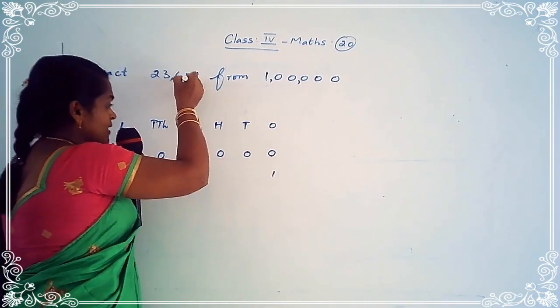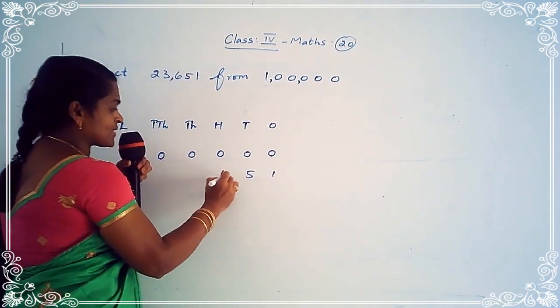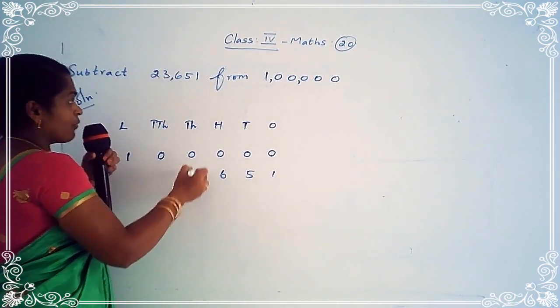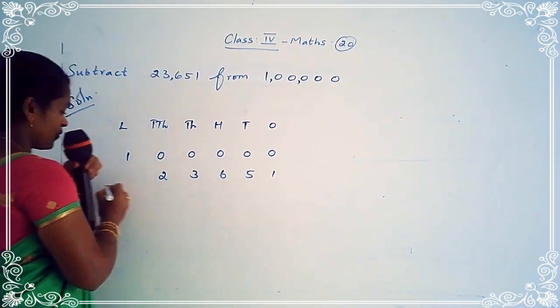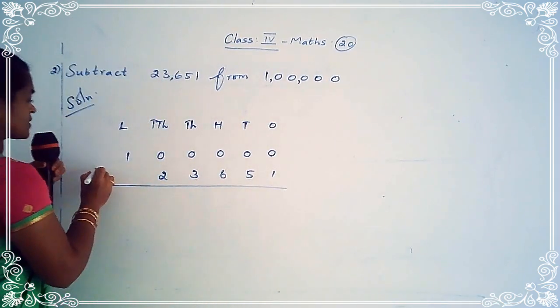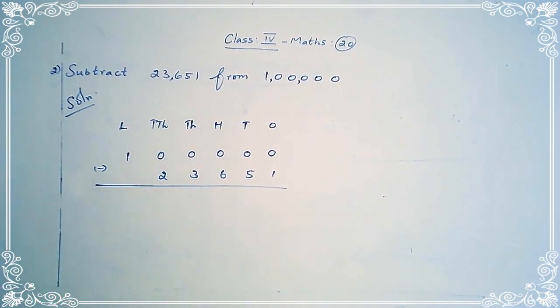Below the tens place you write 5. Below the hundreds place you write 6. Below the thousands place you write 3. Below the 10,000 place you write 2. Okay, children. Now you subtract 23,651 from 1 lakh. We start subtraction from the lowest place, here the ones place.